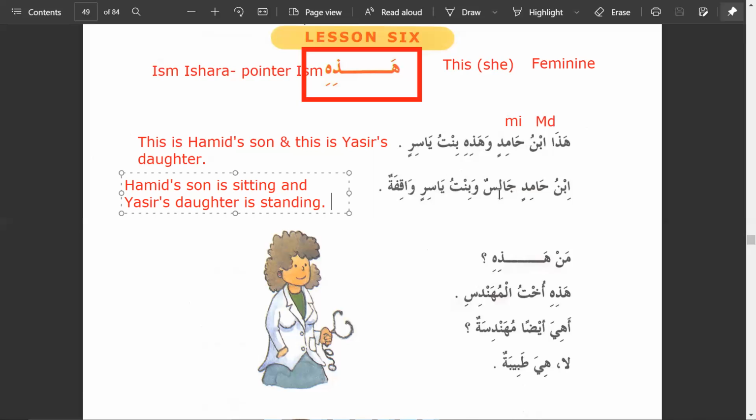So Ibnu Hamidin Jalisun. Is Ibnu masculine or feminine? Masculine, because son, right? Hamidin is also masculine. So the information portion Jalisun is also telling us about Ibnu Hamidin. Okay, now the second portion. Bintu is?